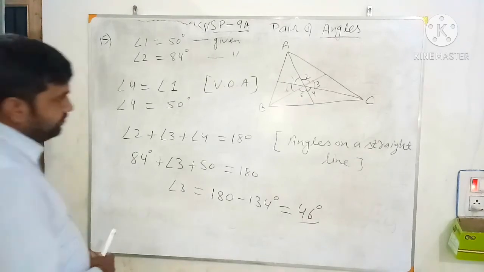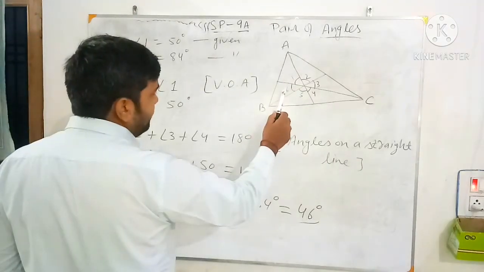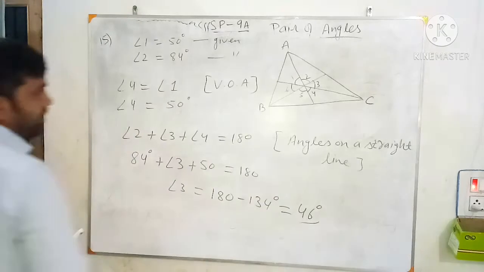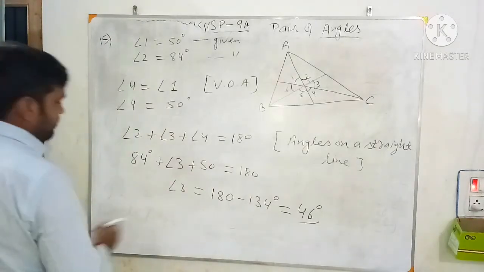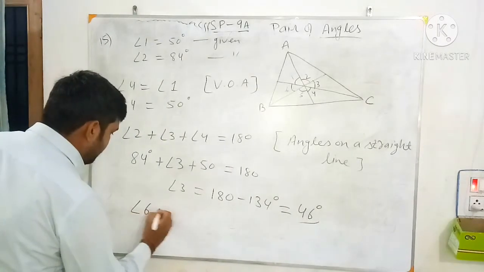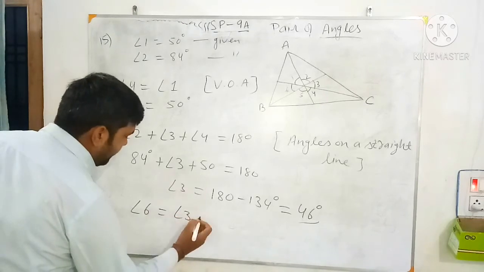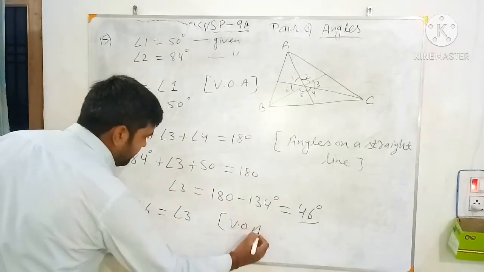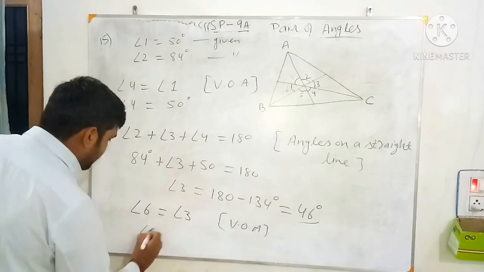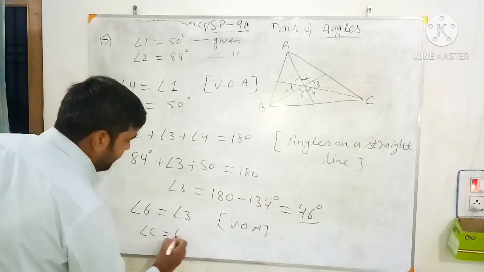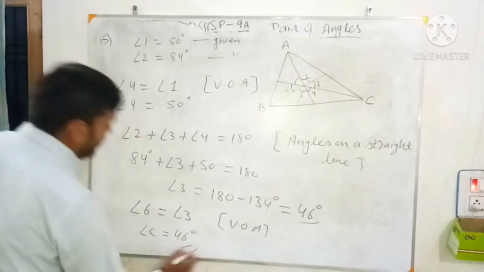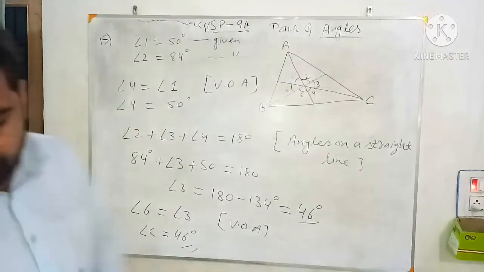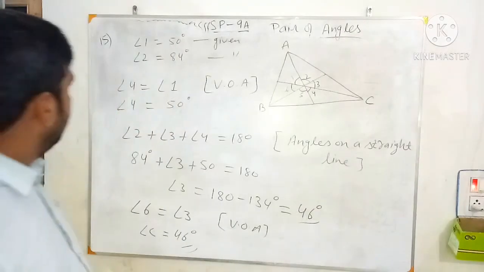Now 6 is just vertical opposite to angle 3. So what you write? Angle 6 is equal to angle 3. Reason, vertical opposite angle. So angle 6 is equal to angle 3, we have found 46 degree. Now we have done. We have found all the angles.